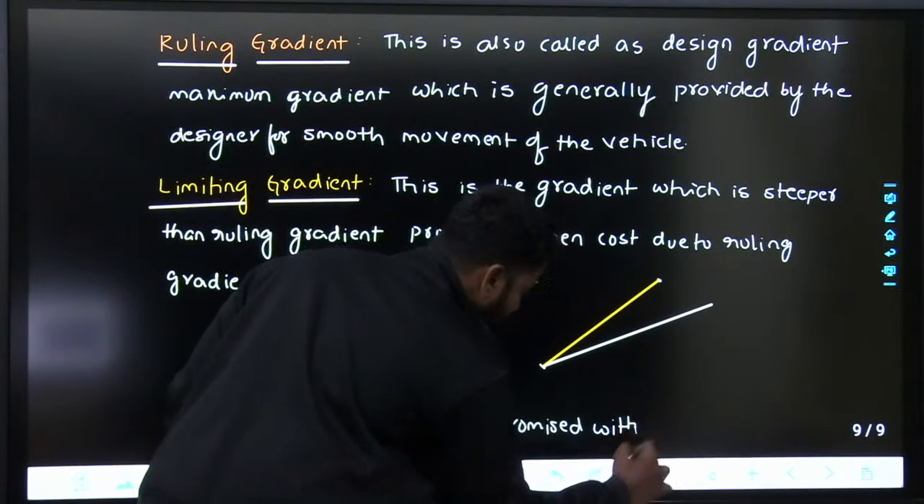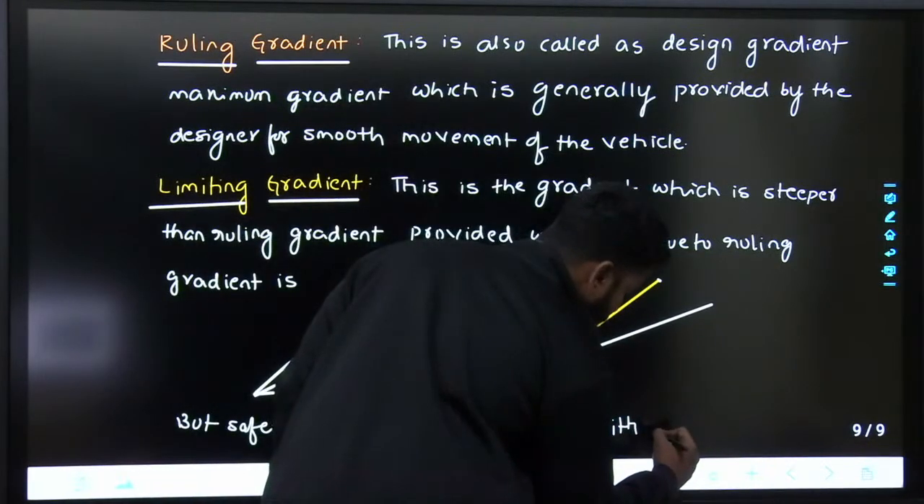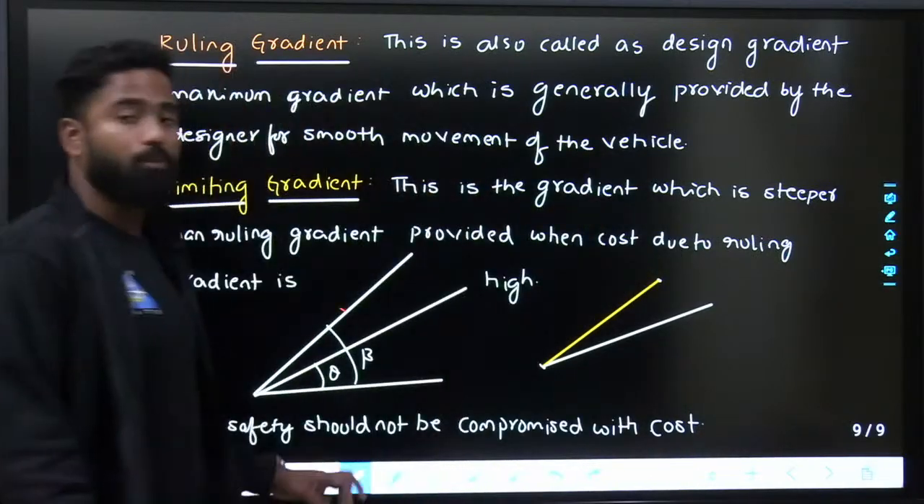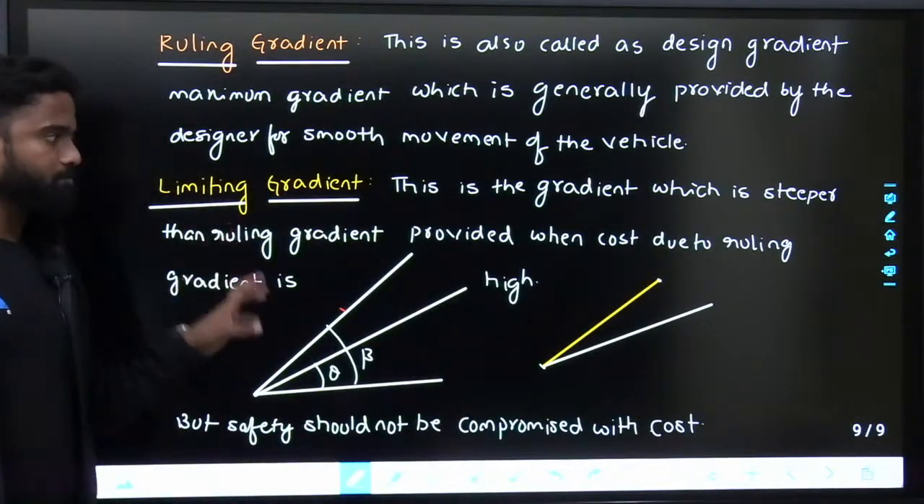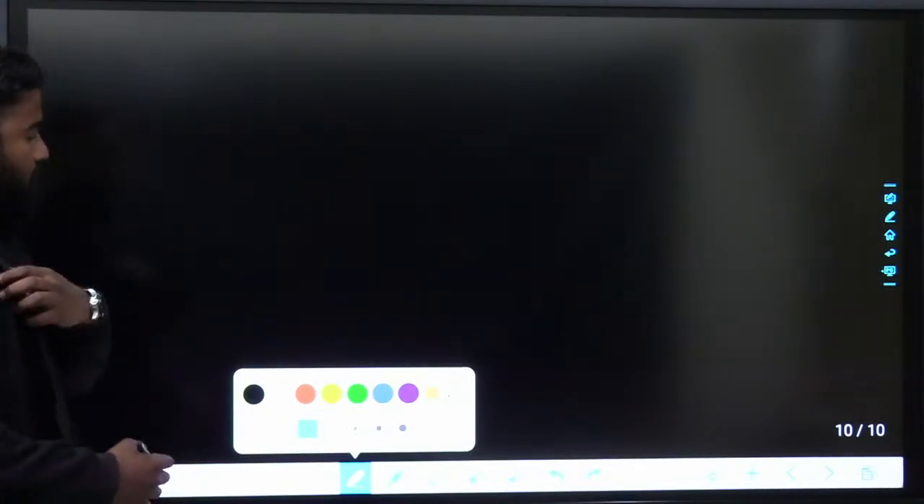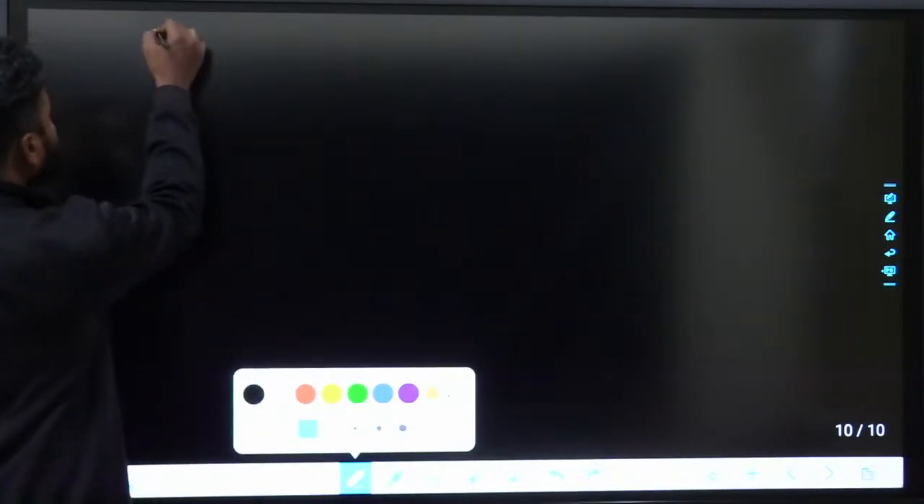Safety should not be compromised with cost. That is ruling gradient and limiting gradient. Next one is exceptional gradient.